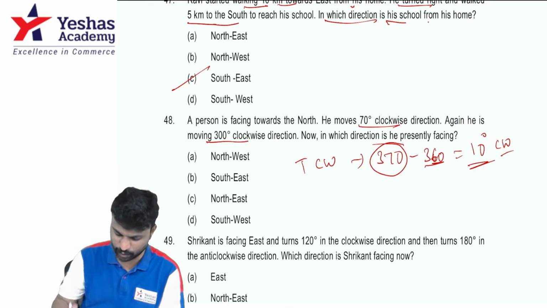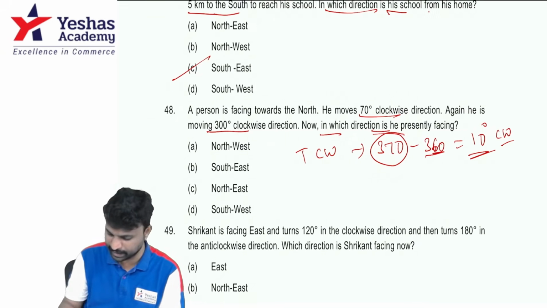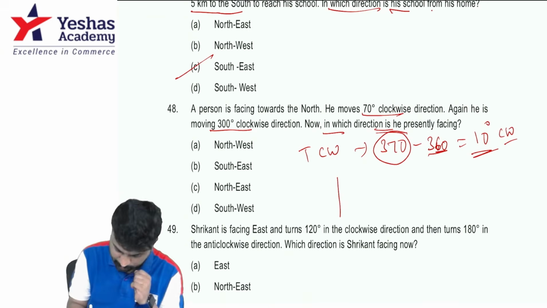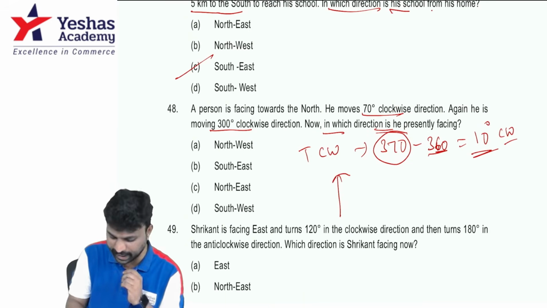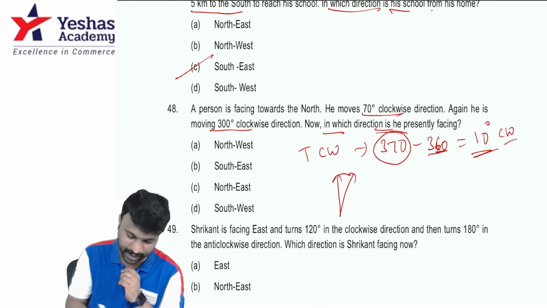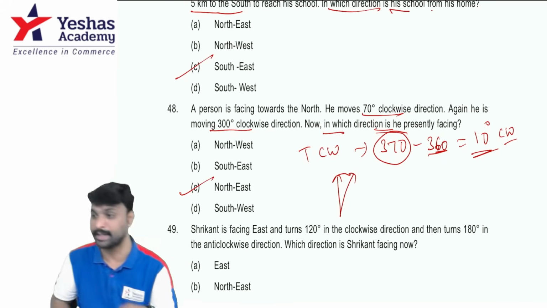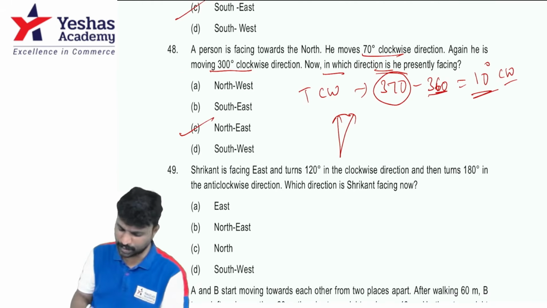So 10 degrees clockwise. Now in which direction is he presently facing? He was initially facing north. From north, 10 degrees clockwise means he'll be somewhere here. That means northeast is the right answer. Option C.